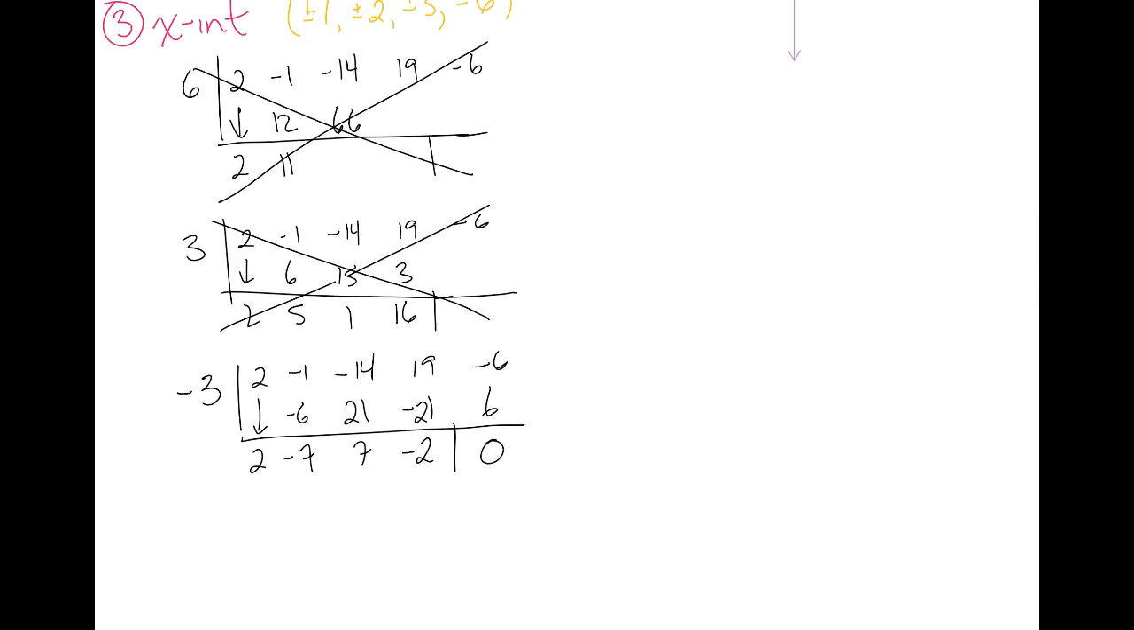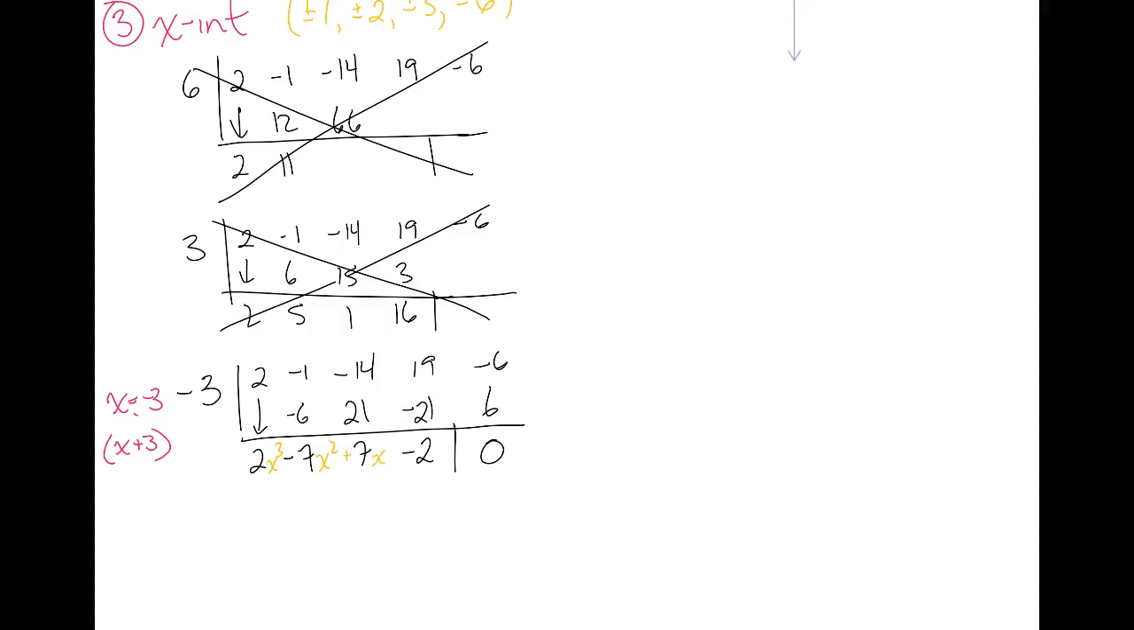That means that x equals negative 3 is one of my x-intercepts. And one of my factors then is going to be x plus 3, because remember we changed the sign. But now I have another polynomial that I need to work with, remembering that this is x cubed minus 7x squared plus 7x minus 2.